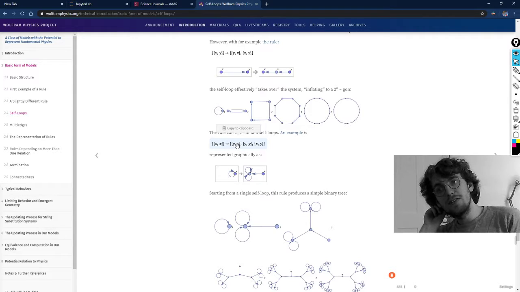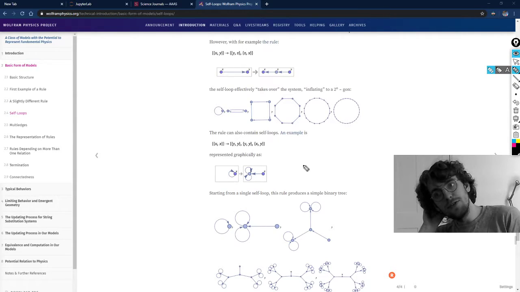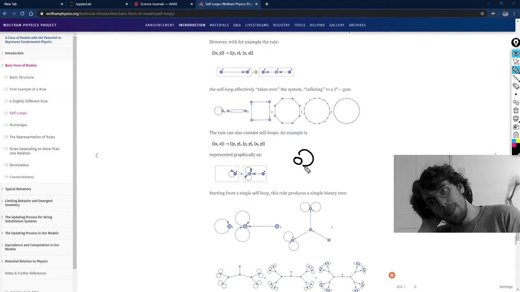x to x goes to x to y. So it goes to y to y, and x to y. So we add it, if we have a loop, this is saying, if you have a loop, then pull 2 loops out of it. The parity of these arrows don't matter.